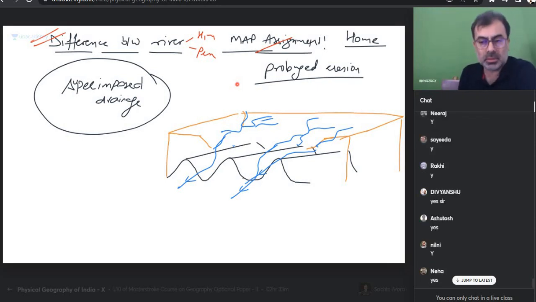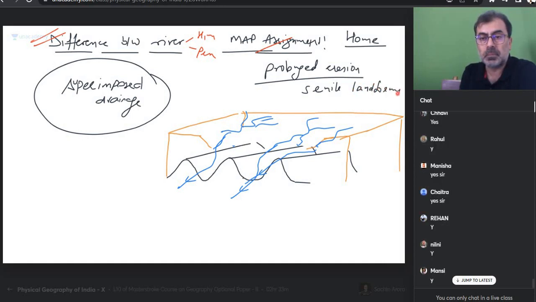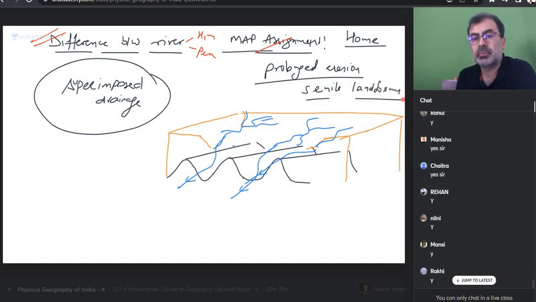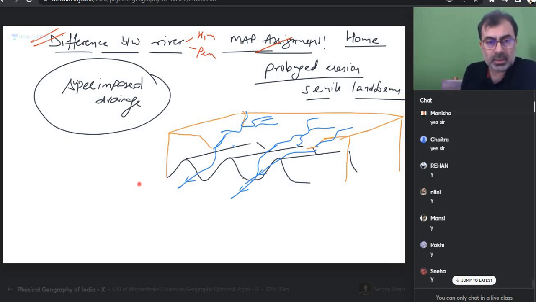Is everyone with me on this? Prolonged erosion के साथ हो सकता है. Can I also say senile landform? जो landforms बहुत old हैं. Yes. Deranged drainage भी हो सकता है. That can also be there. Correct? Another way is that there is a hard rock, and these are the sediments.